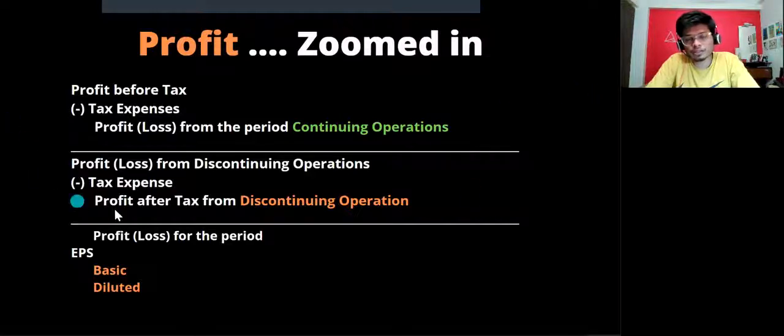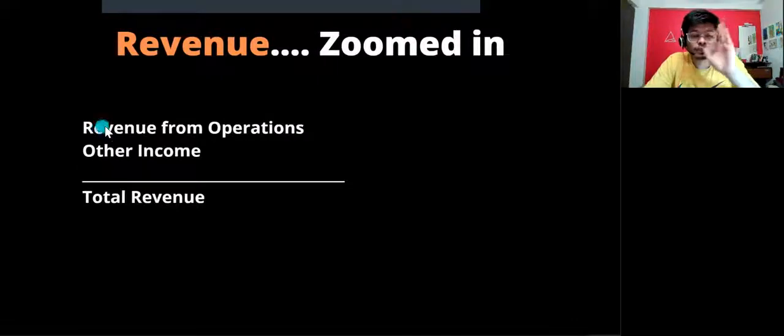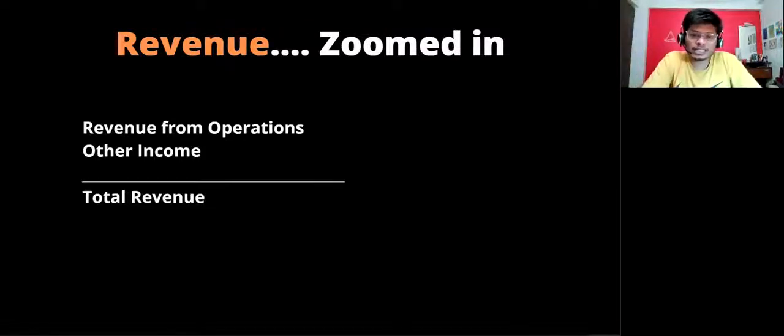Now, as the profit and loss account is done, I'll go into my revenue. So revenue is very simple. Revenue from operations and other income is equal to total revenue. So revenue from operations is basically the common revenue from operations. So your operations could be your sales. If you are a company that deals in trading and selling, then any money received from sales is revenue from operations. If you're from the service industry, any revenue received from your customer is revenue from operations.